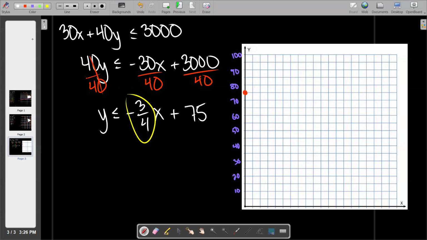So in order to make the graph of this line, we are all just going to keep going down 3, right 4. So 1, 2, 3, 1, 2, 3, 4, and again, 1, 2, 3, 1, 2, 3, 4. Like that.